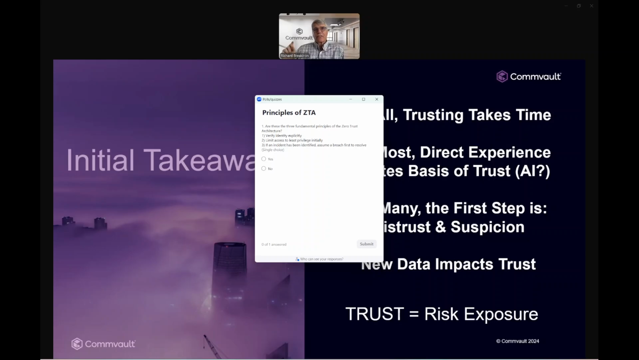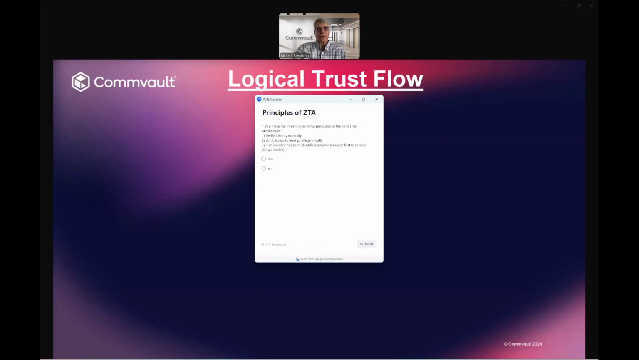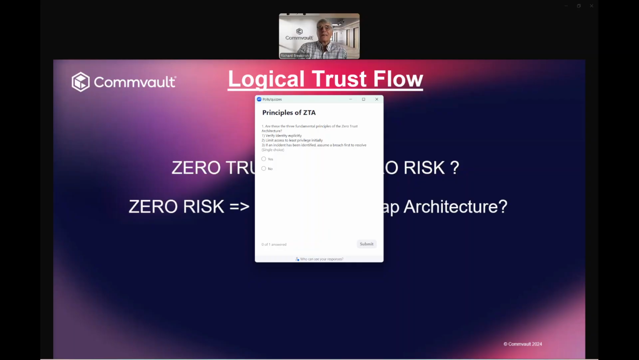Fundamentally, when you create trust and you share information with friends or across a virtual environment, you are creating a risk exposure. Trust equals risk. Zero trust then means you want to get to zero risk. How do we do that? Zero risk means you have a complete air gap architecture.